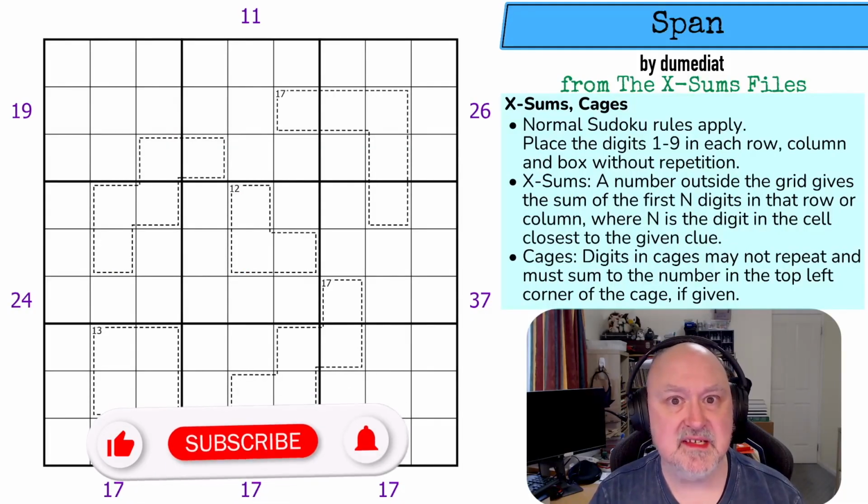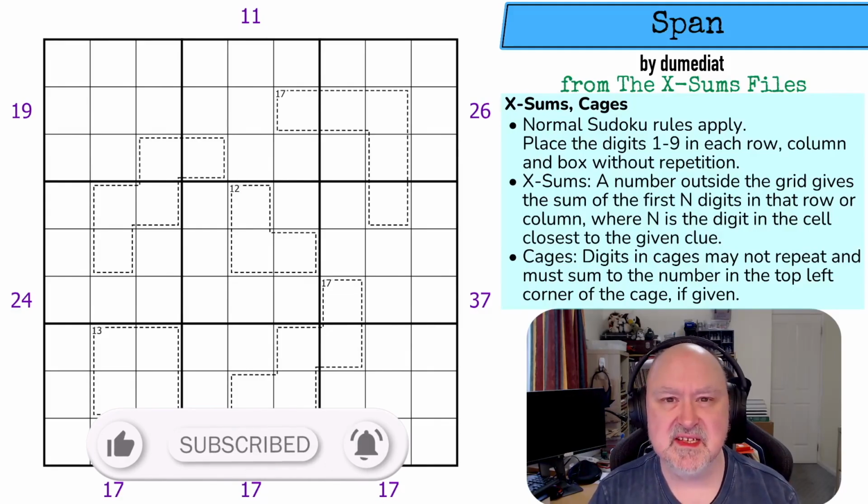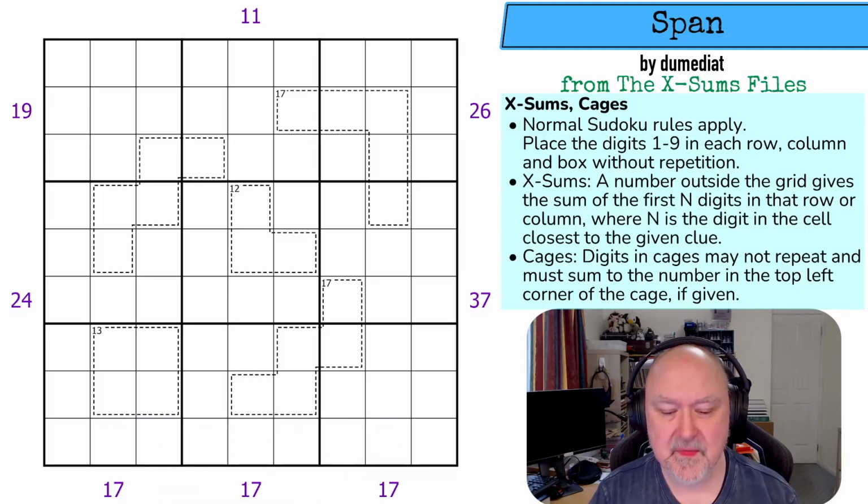I'm back to the X-Sums files, the puzzle pack of X-Sums puzzles that we did. And this is Span by dumediat. And this puzzle is an interesting one. So a bit of history on this one before I solve it.